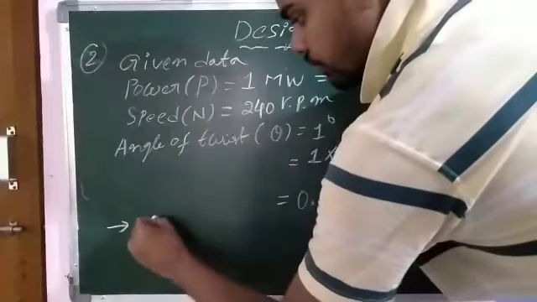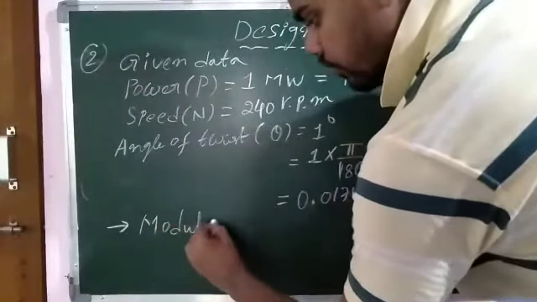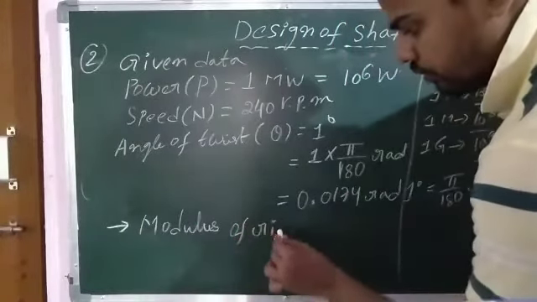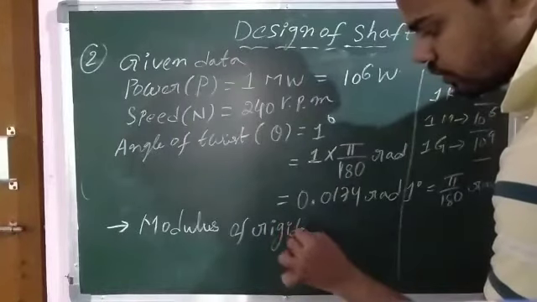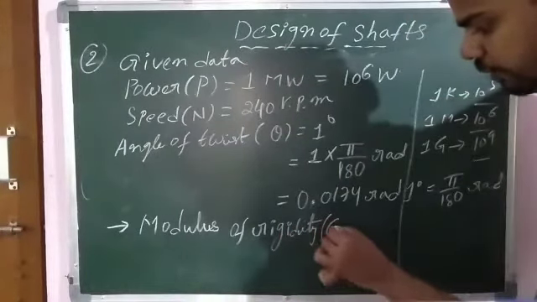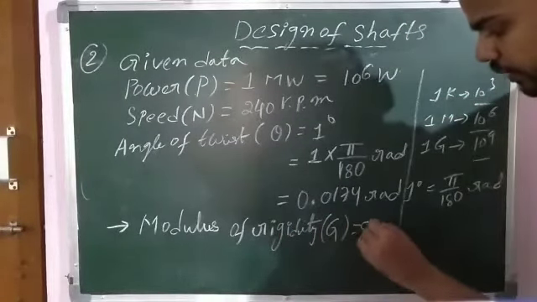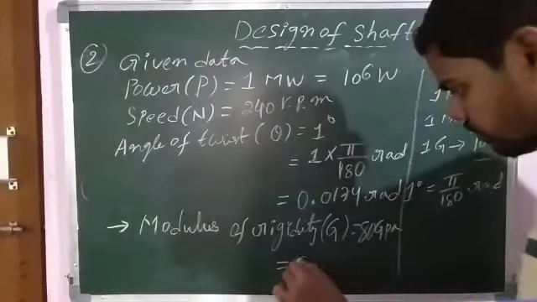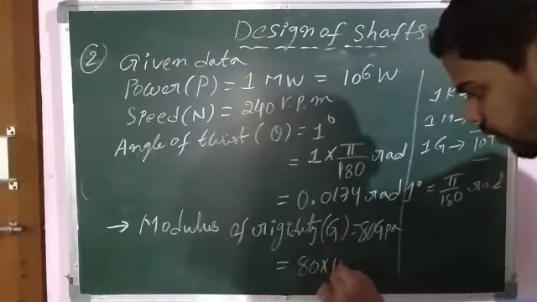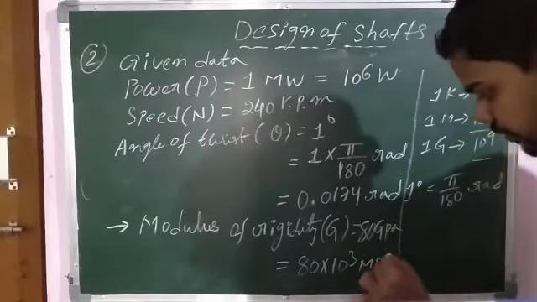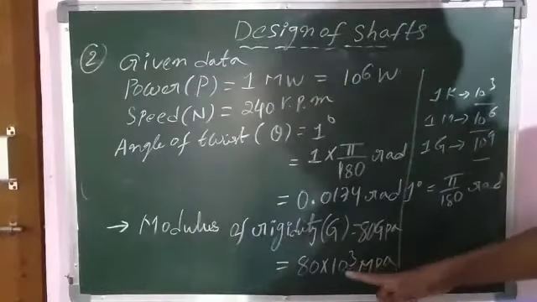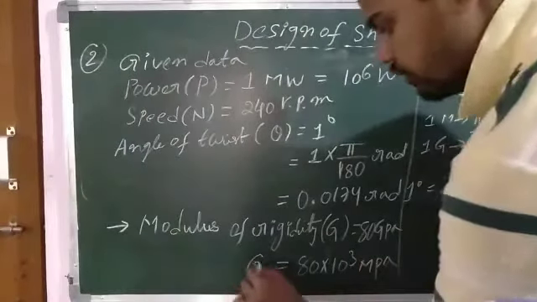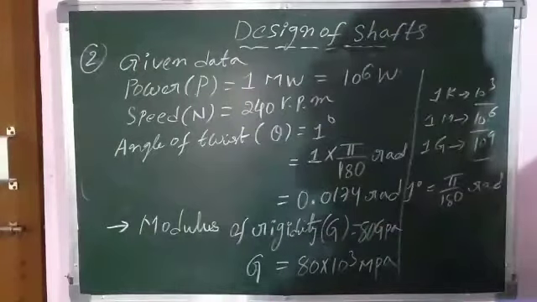Modulus of rigidity is also given. Modulus of rigidity is also known as shear modulus. So modulus of rigidity, capital G, is equal to how much? 80 GPa. It can also be written as 80 into 10 cube MPa, because 1 GPa is equal to 10 cube MPa. So this is the given data.